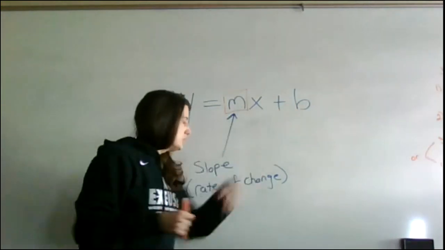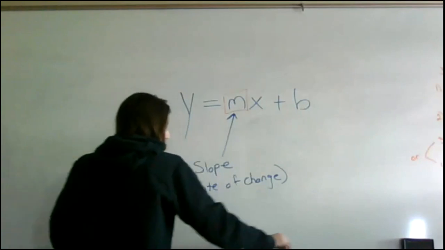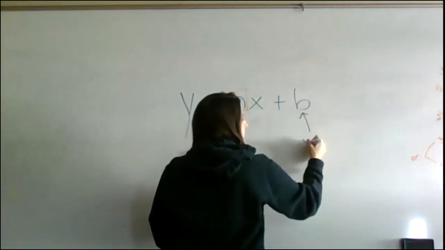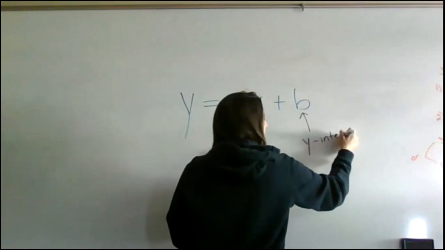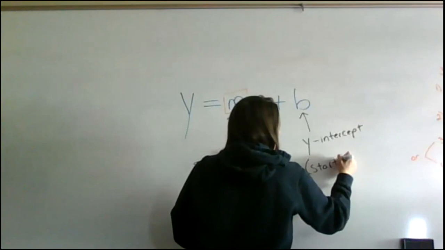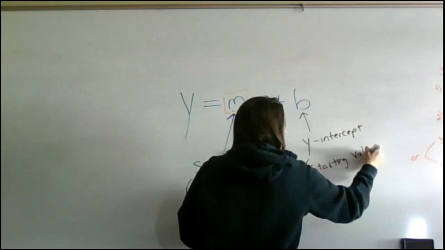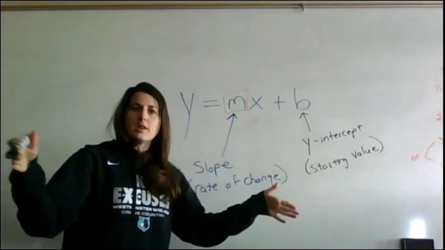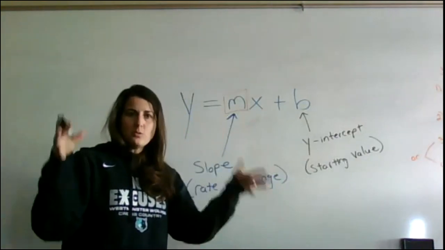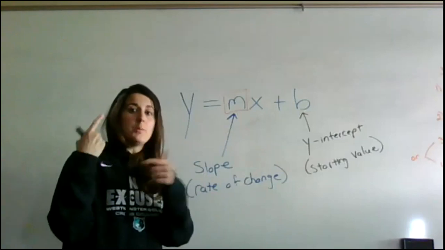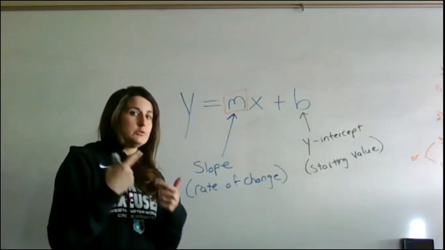And then the other piece of it, your b value, this is going to be your y-intercept or your starting value. Those are the two big things that you need to understand with writing the equation. And then we'll actually go into IXL and I'll do a couple problems with you guys to show you how you set it up.